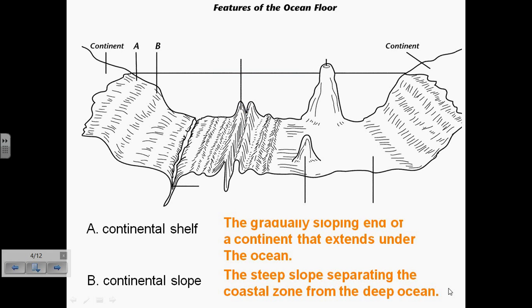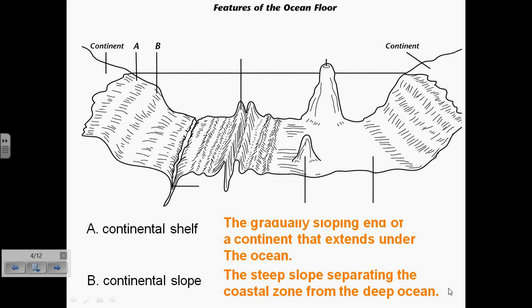Now today we're going to talk about the features of the ocean floor, and we're going to get started first with the two labeled items. Notice there's a label for A and B respectively. One is the continental shelf. Now the continental shelf is an area that shows the gradually sloping edge of a continent that extends under the ocean. And so as you're going into the ocean, that's the first thing you meet.